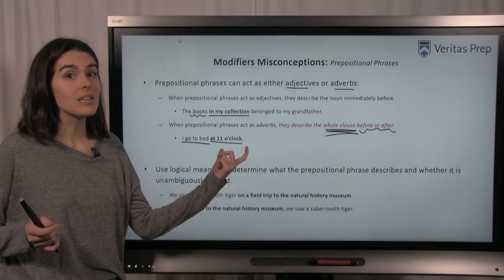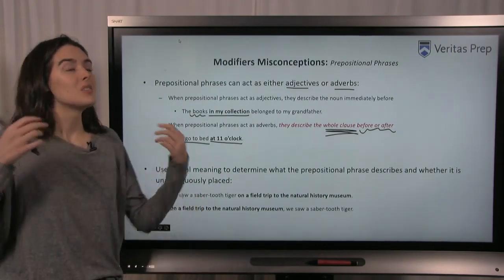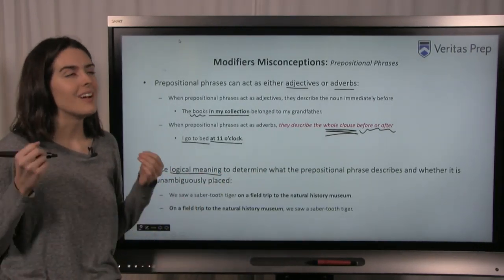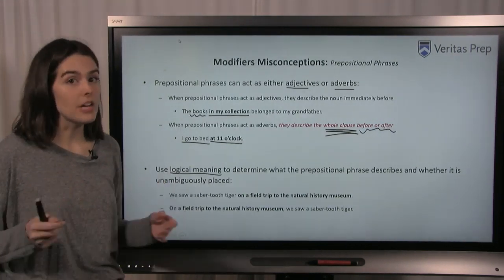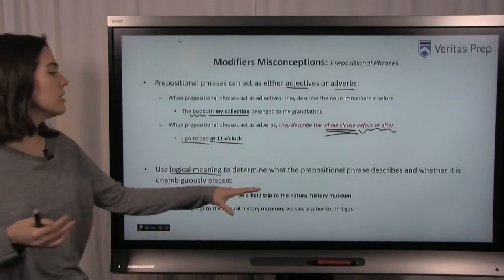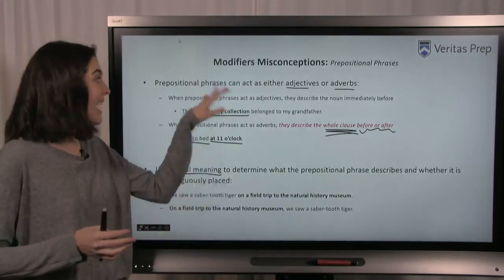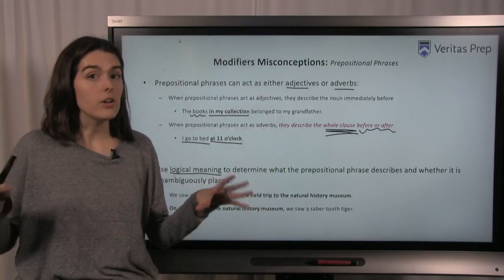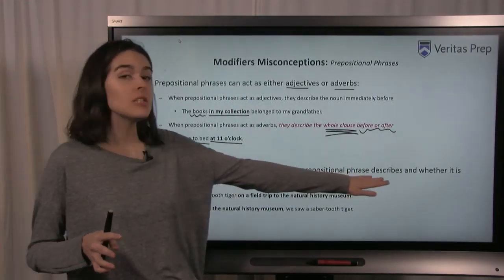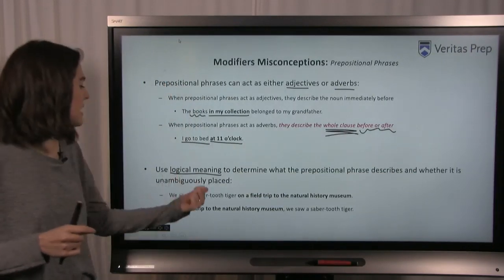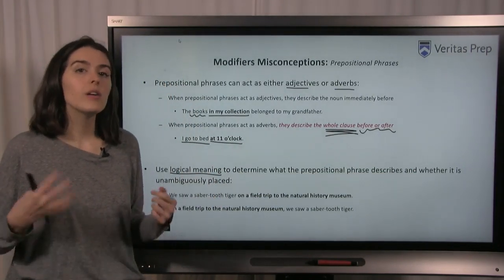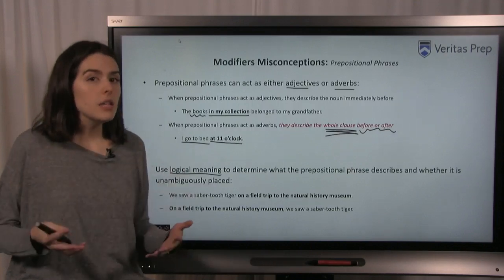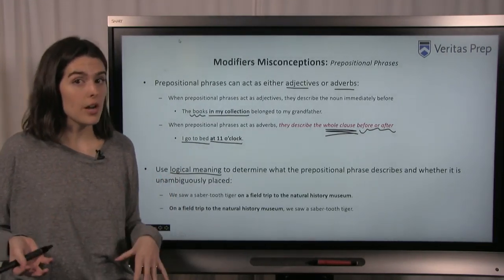Now, it's possible we could have something at the end that does describe the noun. So, this again comes down to logical meaning. Unfortunately, we have to use our brains to go, which makes sense. So we're going to determine what the prepositional phrase describes. Is it an adjective describing a noun in the sentence, or is it an adverb describing an entire clause? Then, once we decide what it describes, we need to figure out, is it unambiguously placed? Where it is, could it describe another noun? Could it describe another verb? Is it clear from the placement what it describes?